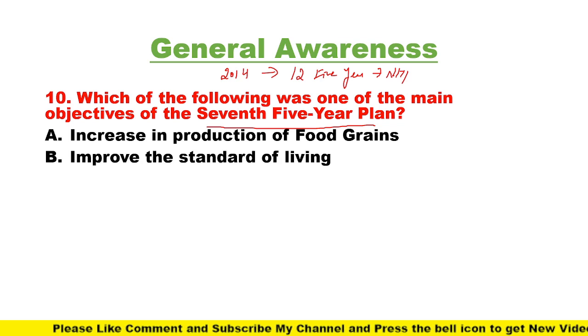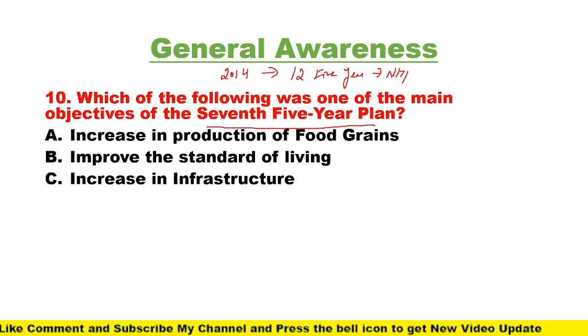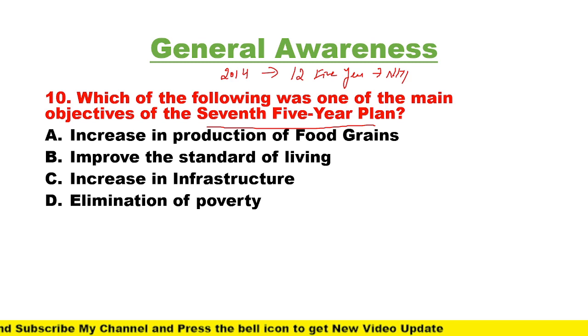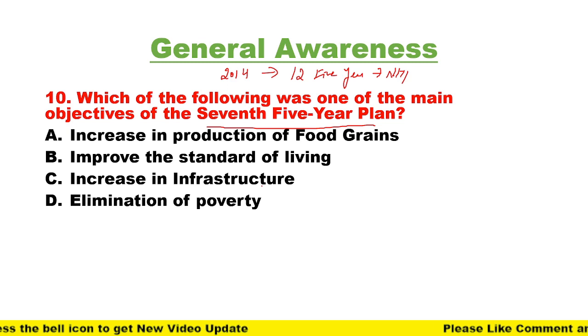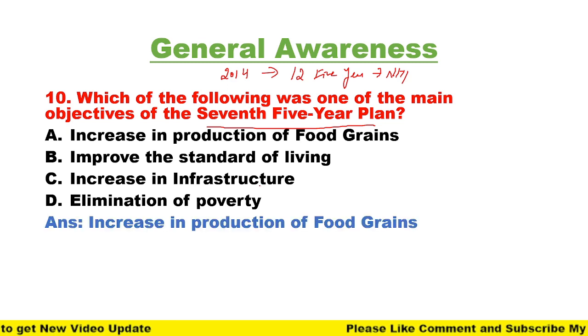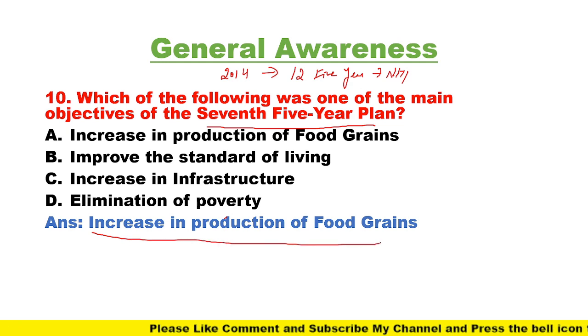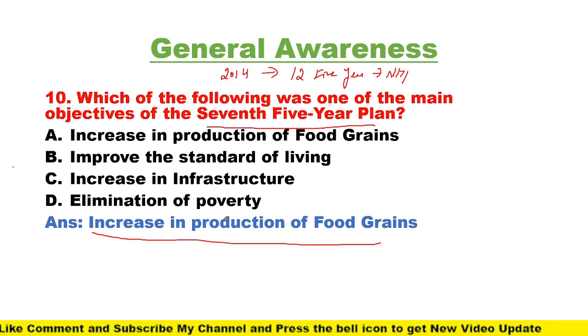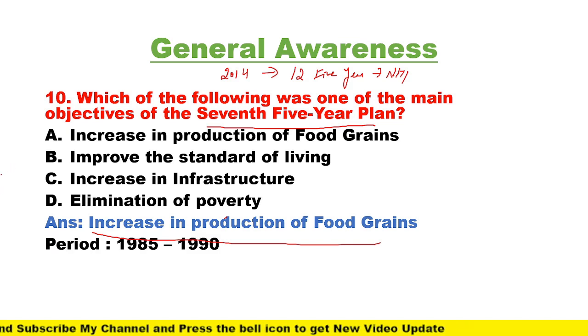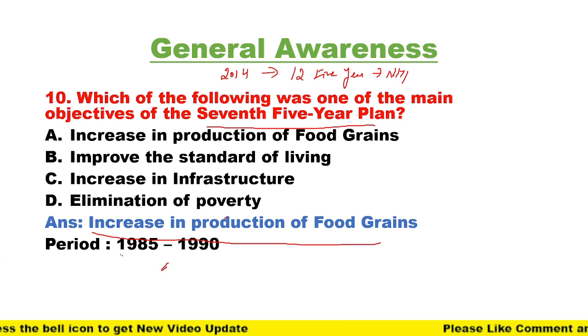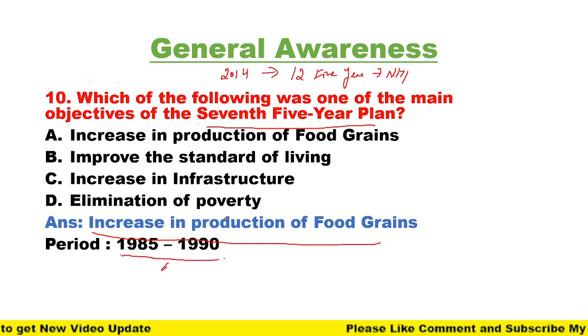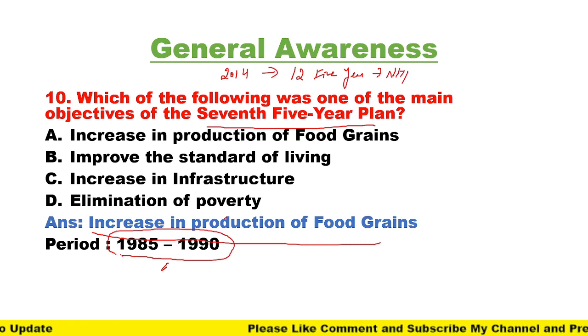Increase in production of food grains, improve the standard of living, increase in infrastructure, elimination of poverty. So what was the main objective of the 7th 5-year plan? The answer is increase in production of food grain. So what was the period of this 7th 5-year plan? 1985 to 1990.